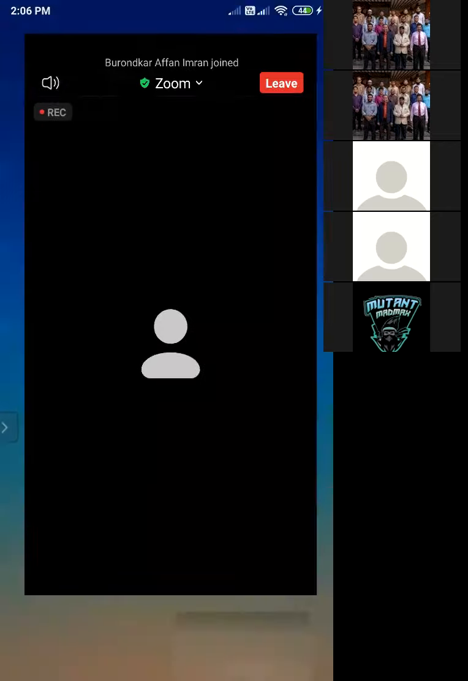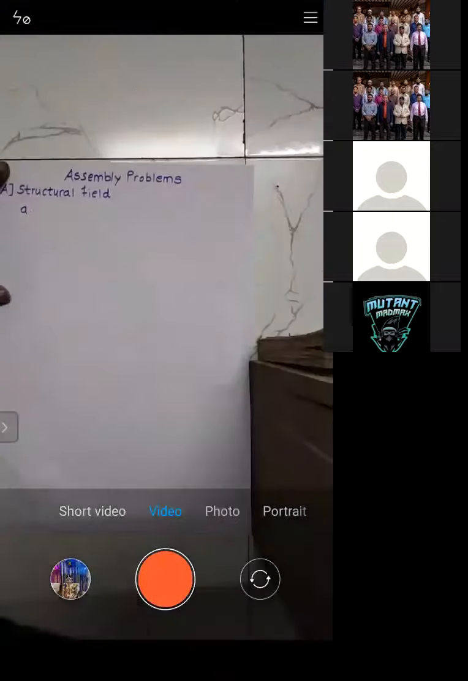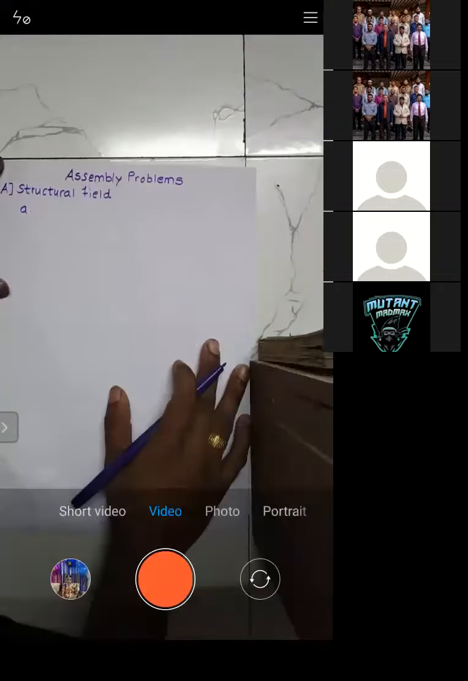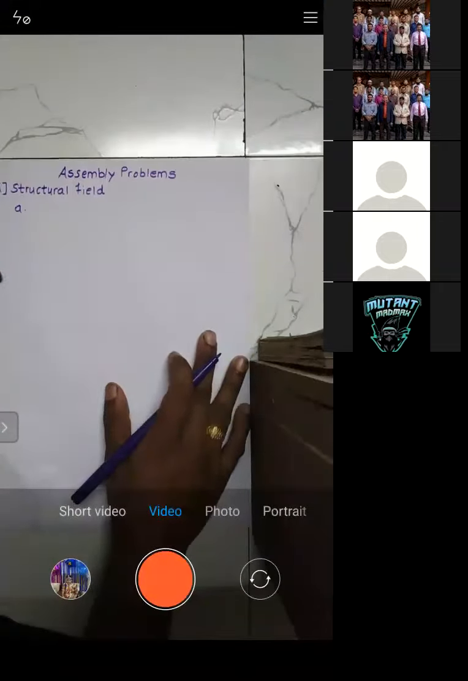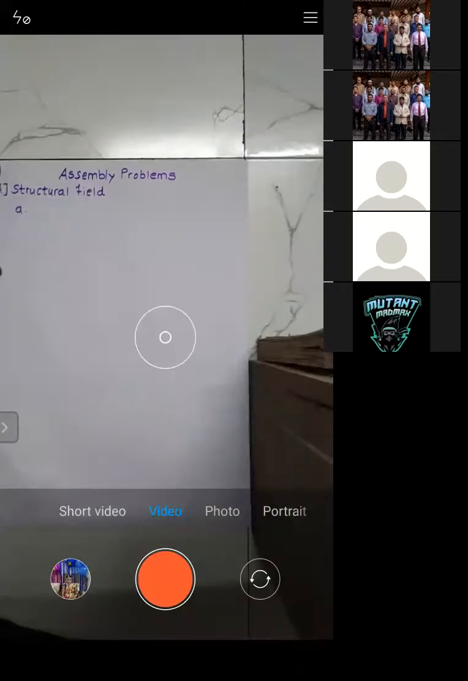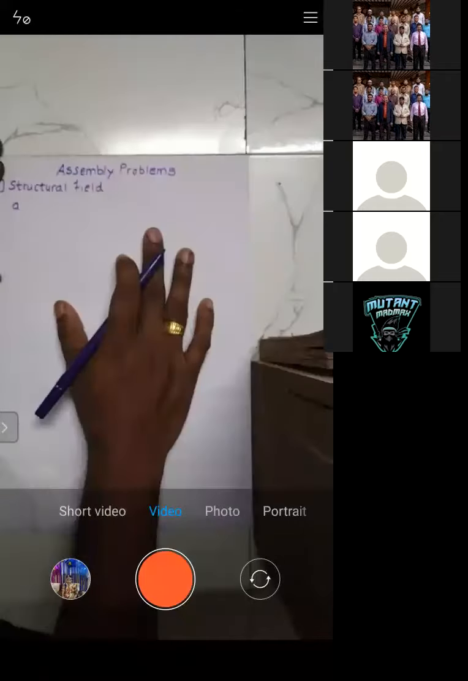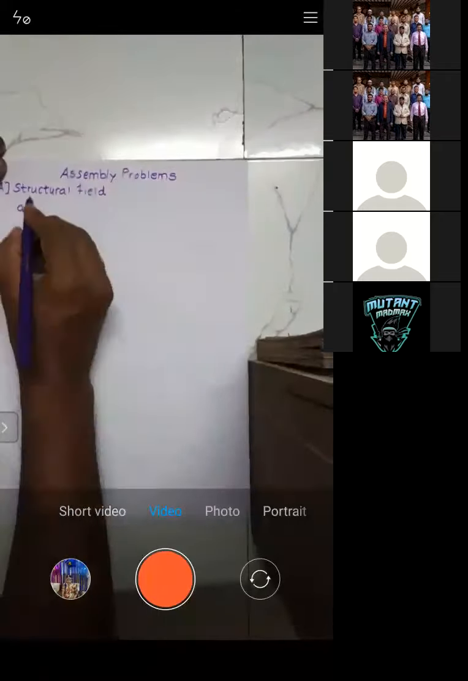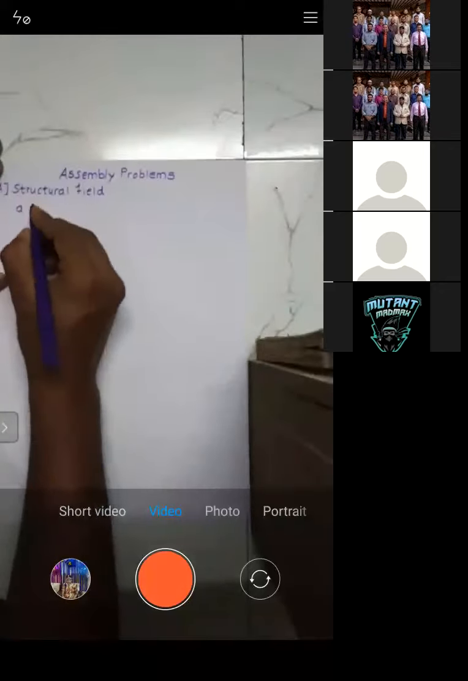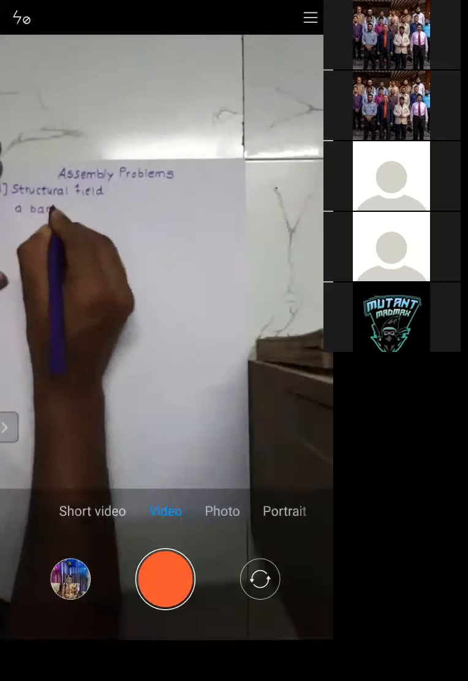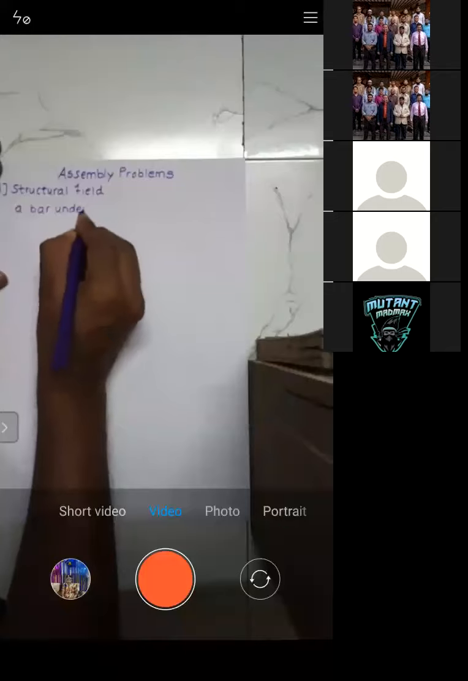Now, is it okay? Now let's start with the first case in the structural field, that is basically the bar under axial load. So let's start that. Okay, we are going to start with the first, that is bar under axial load.